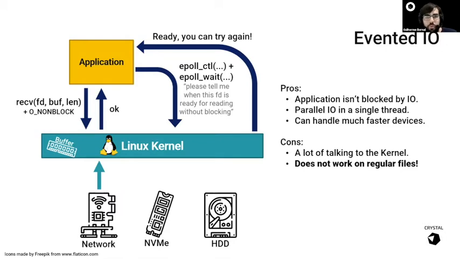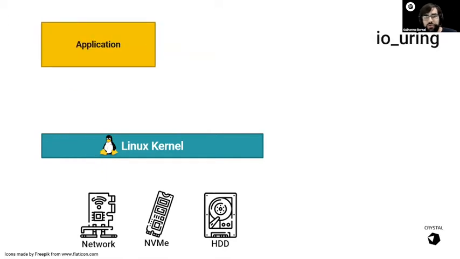So how can we improve from that? How can we go to the next step? Now we have io_uring. And let's now take the time to explain what exactly this is.